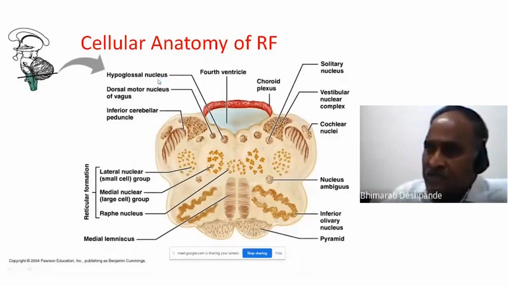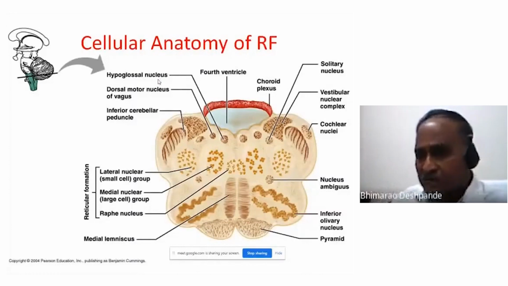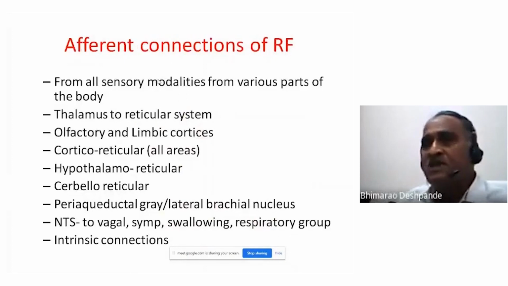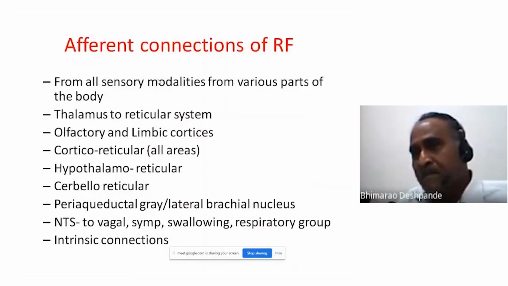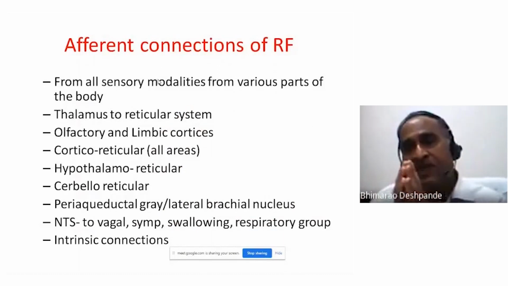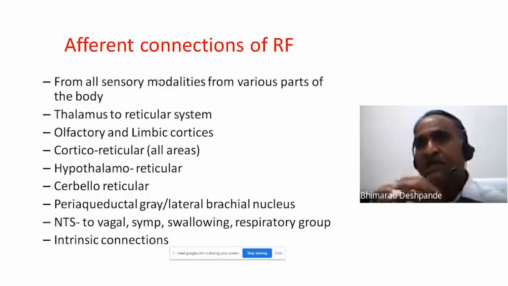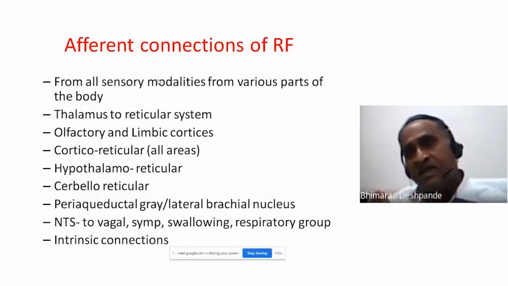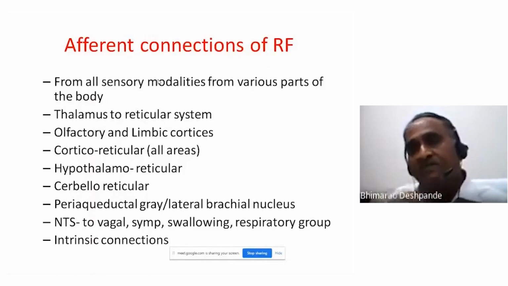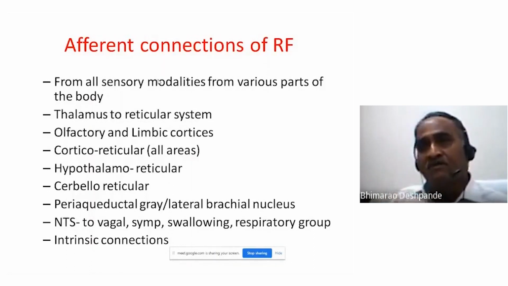Okay, so these form the various reticular nuclei, the reticular formation. Now going back, what are the afferent connections of the reticular formation? When we are taking up the nervous system, we consider the nervous system in terms of the connections, the nuclei, the efferents, and then the functions. Now come back, what are the afferent connections of the reticular formation?